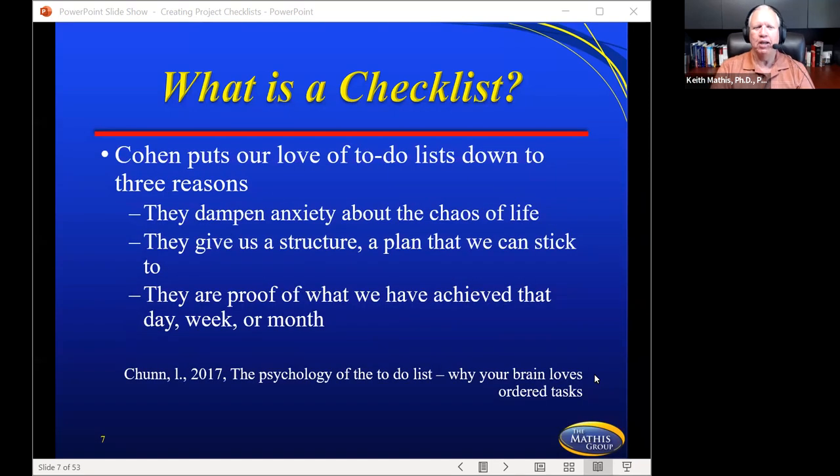I would miss everything. Cohen also said that he loves to do to-do lists, and he does it for 3 reasons. He said they dampen anxiety about the chaos of life, because we know it's in a list of something we need to do. Now he's creating his own to-do list or checklist to get through the day. And we're going to talk about daily lists. We're going to talk about process lists, and give you all different types of lists that you might be creating. I'm going to show you 2 different lists that I thought were really good as samples. They give us structure, they give us a plan, they are proof of what we've achieved that day, that week, that month. And so this is a very reassuring thing when you are completing some of the checklists.